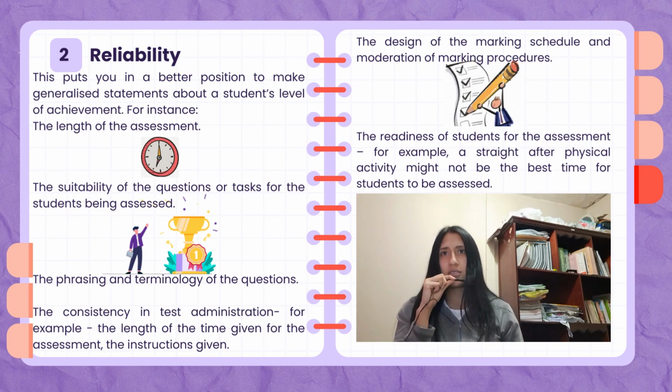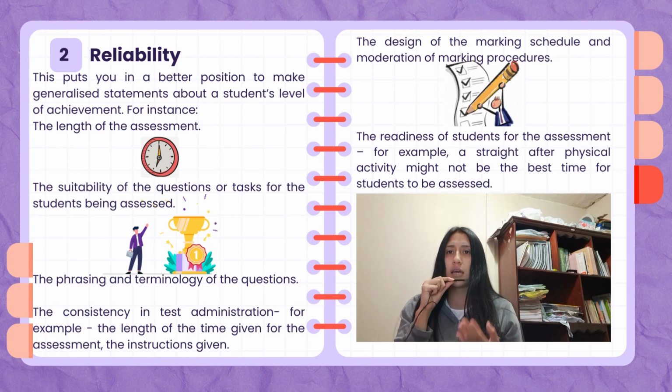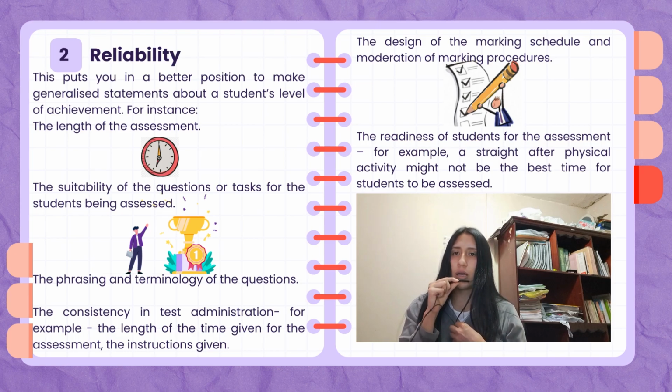Then next is the consistency in test administration. For example, if the time is going to be enough to accomplish the test, or if the instructions were clear, or if I am going to help the students if they don't know any word meaning. The next is the design of the marking schedule and moderation of marking procedures. So, what criteria am I going to use to grade the test?